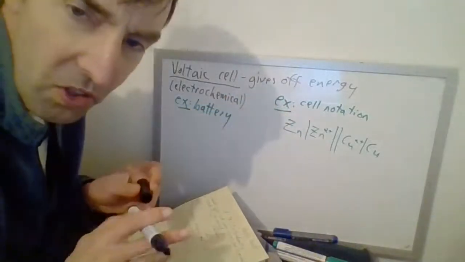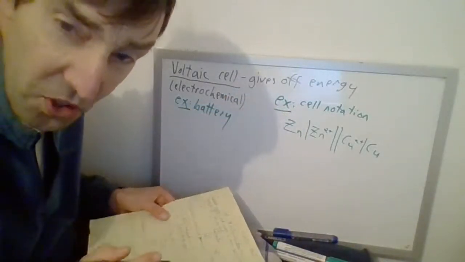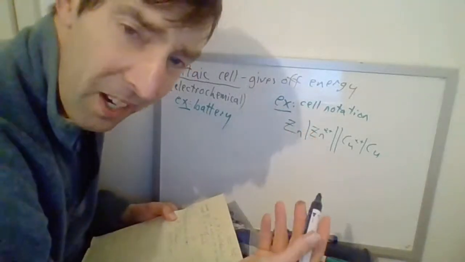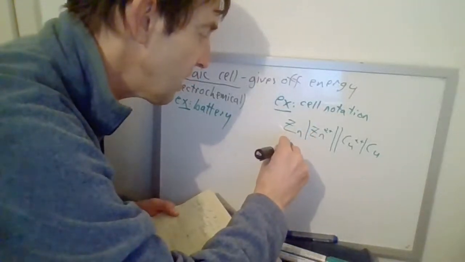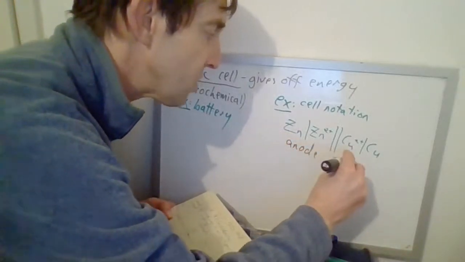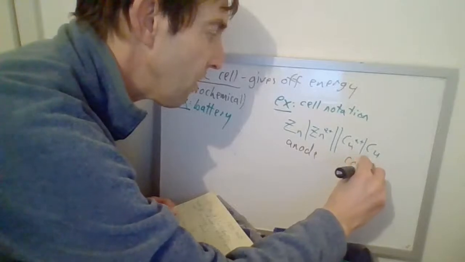This is how you show what's in your cell. We're going to draw the cell in a little bit. But for now, you need to know this side. It's alphabetical, which is cool. This side is the anode. This side's the cathode.